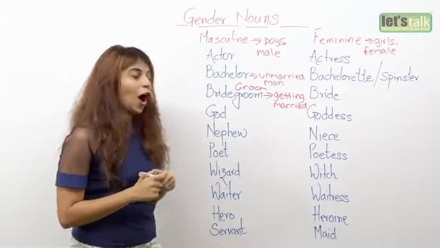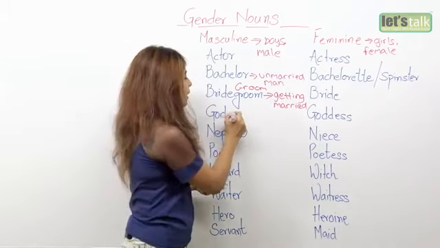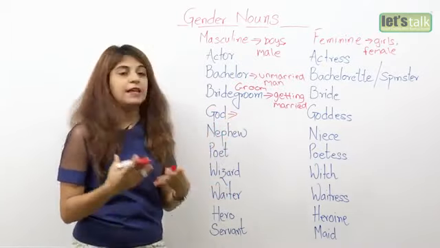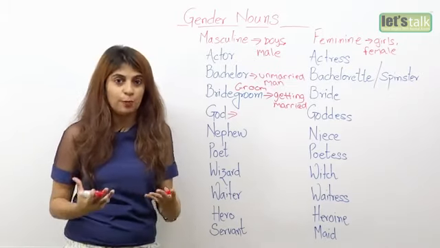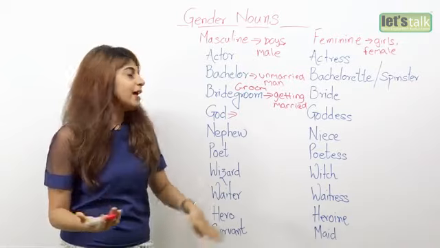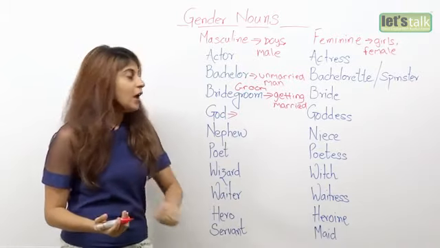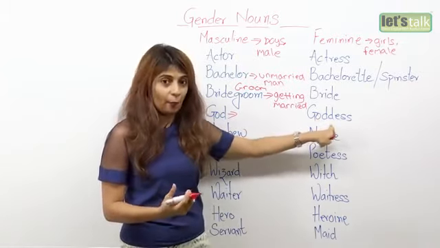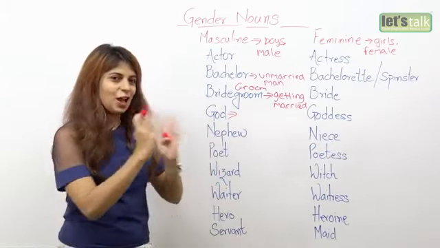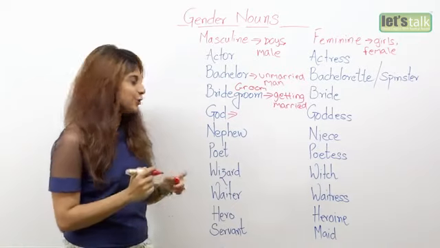The next one, God. Well, the superpower that we worship. Okay, so if it is a male superpower that we worship, the ruler of the universe is called God, whereas a female superpower that we worship too is goddess. Okay, so you got the difference, the gender classification.